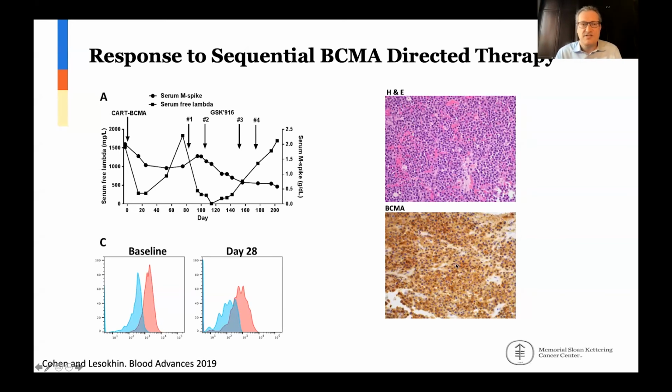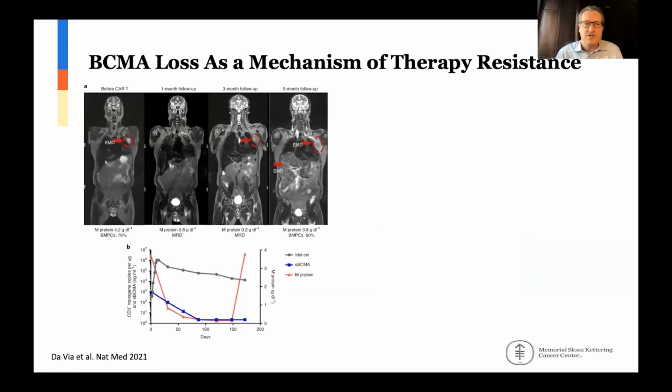So this sort of leads to the question of, well, what are the mechanisms of resistance here? BCMA loss seems to be an obvious mechanism of resistance, and it has been reported, and I'm showing this here, but it's not actually that common. But anyway, this is a mechanism by which it can occur.